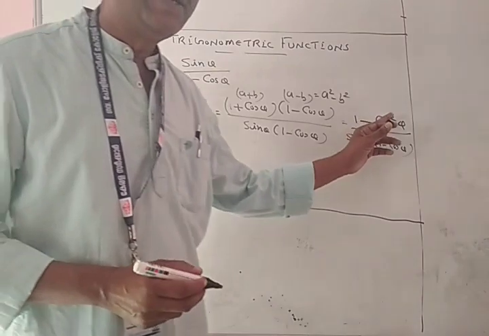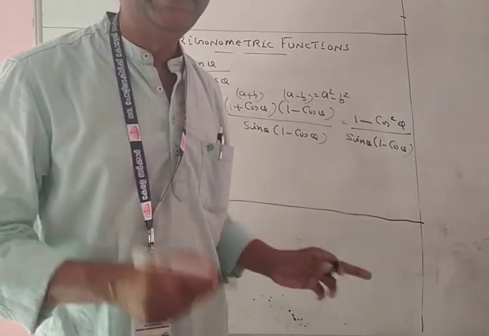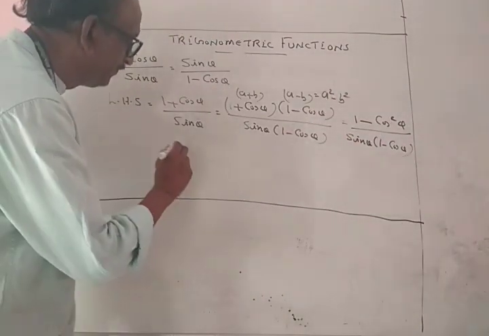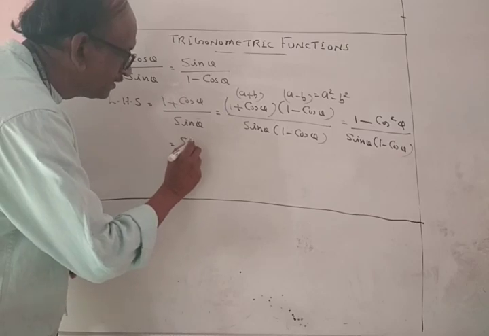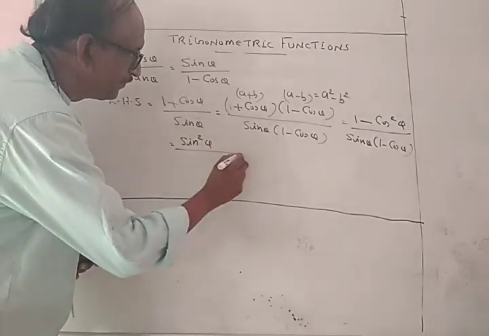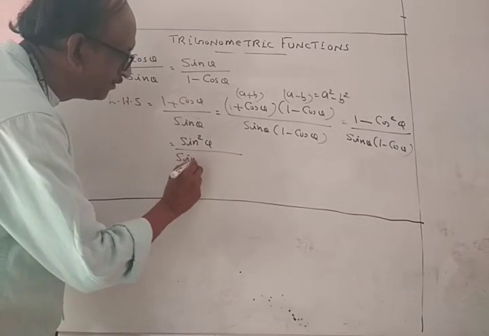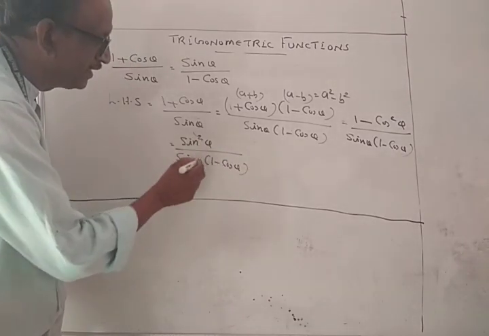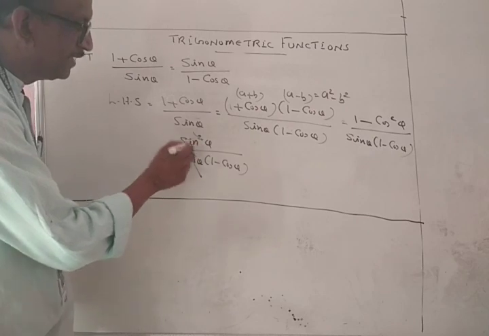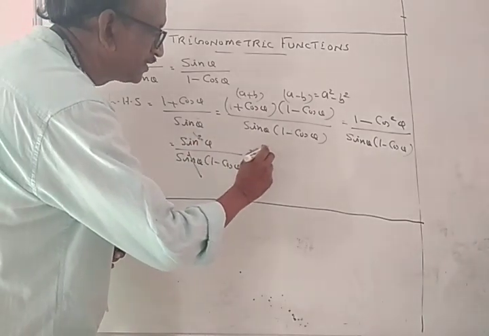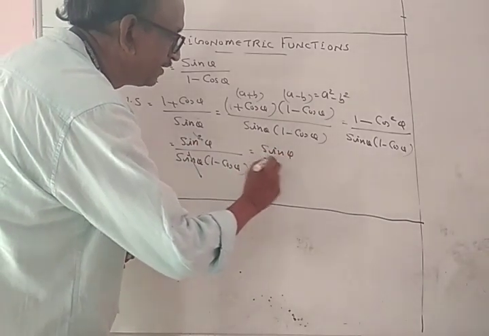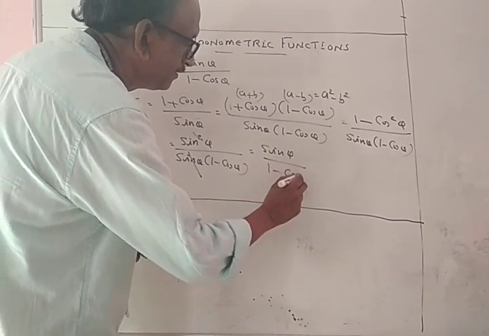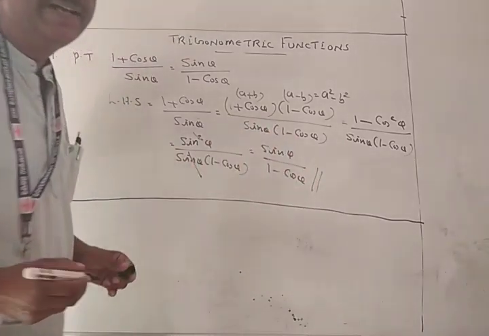This is the fundamental result: 1 minus cos squared theta is sin squared theta. So it is equal to sin squared theta by sin theta into 1 minus cos theta. One sin theta got cancelled, here remaining sin theta. Therefore sin theta by 1 minus cos theta. This is the right hand side.